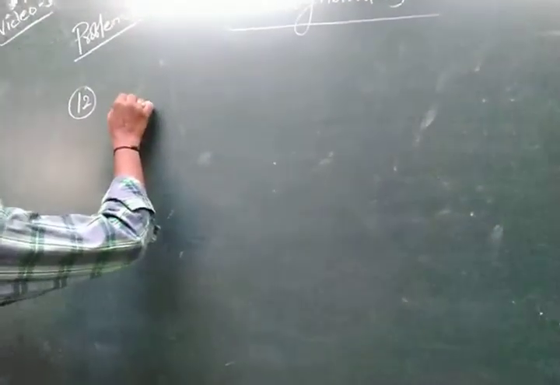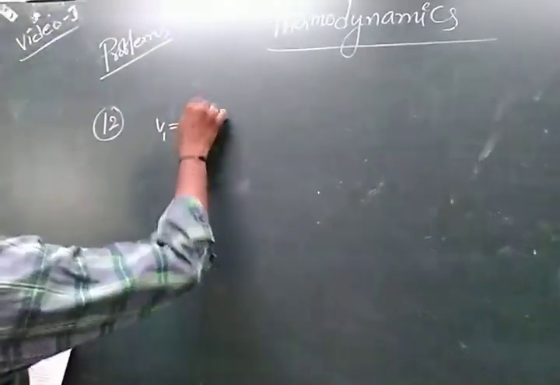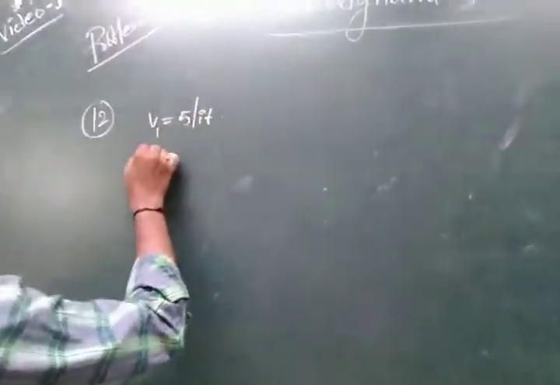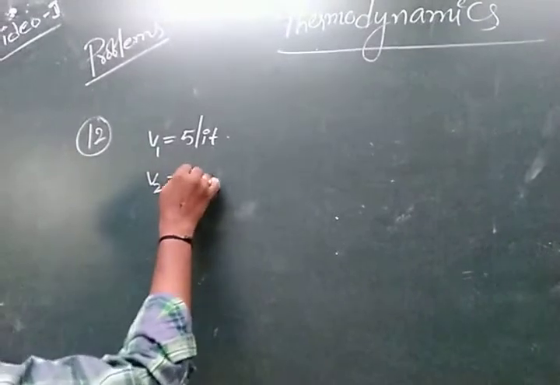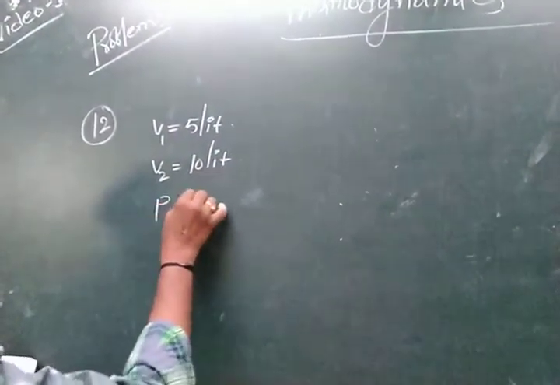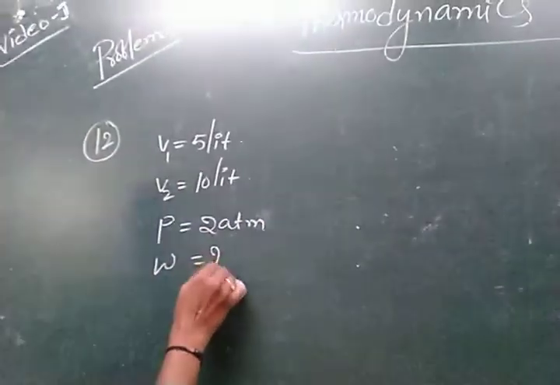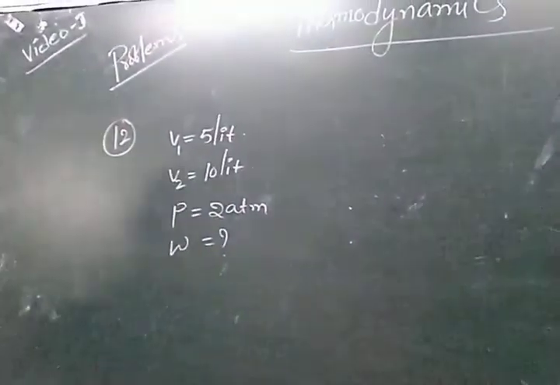Air expands from 5 liters to 10 liters. Here the initial volume is given, that is 5 liters, and next it expands to 10 liters. Atmospheric pressure is equal to 2 atmosphere. Find the work done, the external work done.